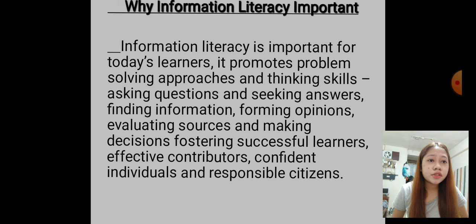Why is information literacy important? Information literacy is important for today's learners. It promotes problem-solving approaches and thinking skills, asking questions and seeking answers, finding information, forming opinions, evaluating sources, and making decisions, fostering successful learners, effective contributors, confident individuals, and responsible citizens.